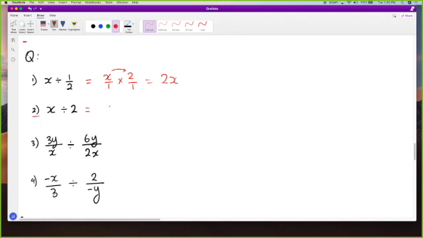X over 2. Alright, so let's just see. We have x multiplied by, well remember this is 2 over 1. So we could flip this to get 1 over 2. Or you could just say x divided by 2 is x over 2. But I just kind of wanted to show you the method of how it all comes together. Because of course you could have just gone from here straight to here, yes. But it's important to see all of these things.